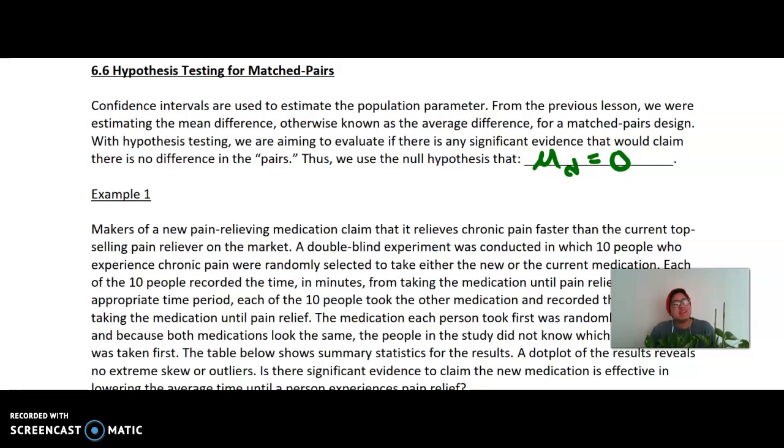But I want to talk about the next type of inference procedure, which is hypothesis testing for a matched pair sample. Now, confidence intervals are used to estimate the population parameter. From the previous lesson, we were estimating the mean difference, otherwise known as the average difference, for a matched pairs design. With hypothesis testing, we are aiming to evaluate if there is any significant evidence that would claim there is actually no difference in the pairs. Thus, our null hypothesis is that there is no mean difference, or that the mean difference is 0.